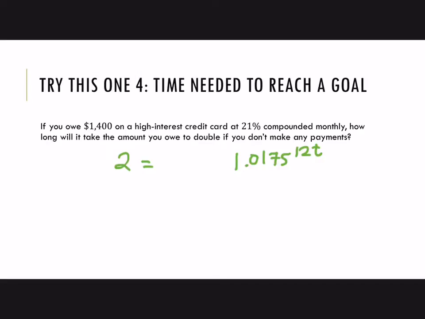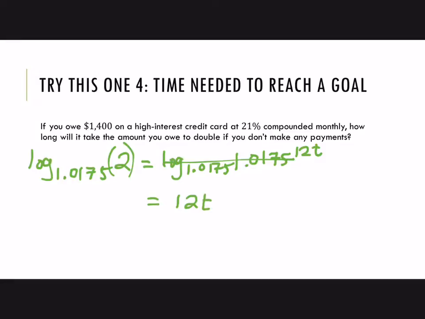The next step is to apply a logarithm so that I can get that 12t down out of the exponent. So the number I'm trying to get rid of is this 1.0175, so that's the type of logarithm that I'll apply to both sides. A log base 1.0175, and then the same thing on the right. So magically that cancels out. We're just trusting that that works. On the right, we're now left with 12t. On the left, we can go ahead and calculate this.